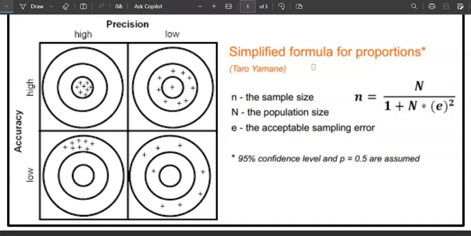Here's a simplified formula for proportions. This is used to figure out what sample size is needed for a certain population. The acceptable sampling error is usually based on a 95% confidence level. So basically, E, the acceptable sampling error, would normally be about 0.05, or smaller if they wanted the confidence level to be even larger.